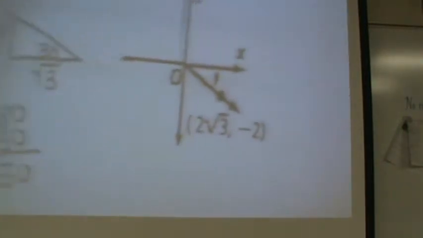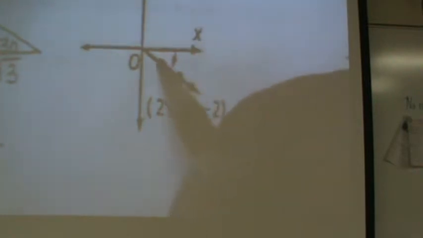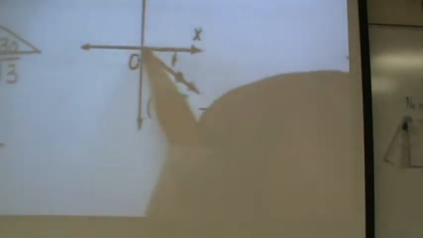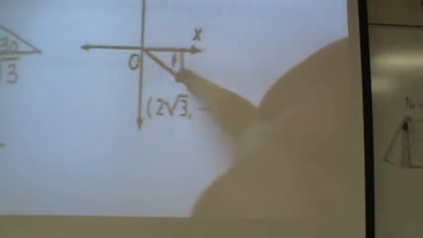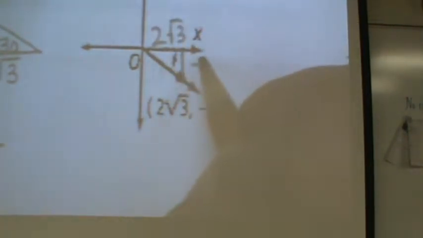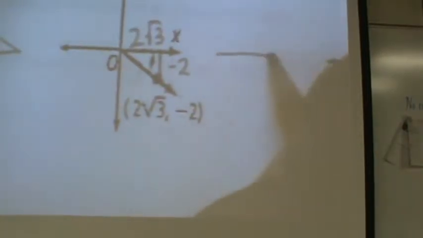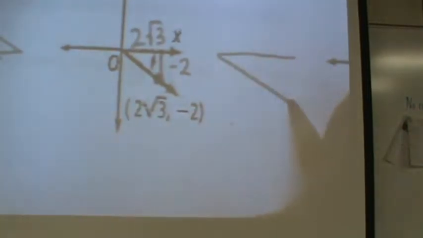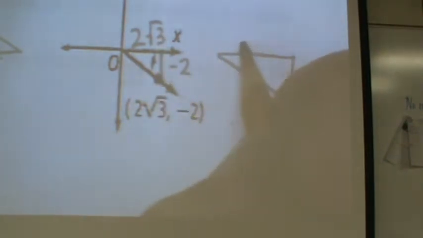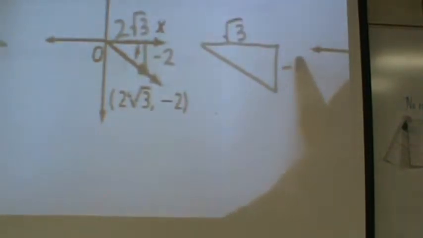Okay. Next, 11. So you have this triangle right here. From here to here is 2 root 3, and then from here to here is negative 2. I don't like these, so let's divide them both by 2. So we have this triangle right here. I'm going to call this root 3 and this negative 1.